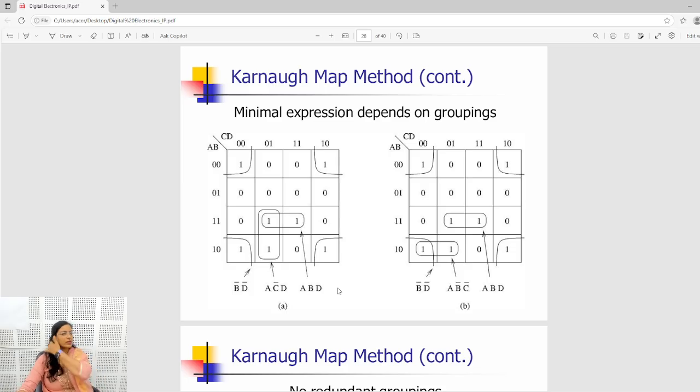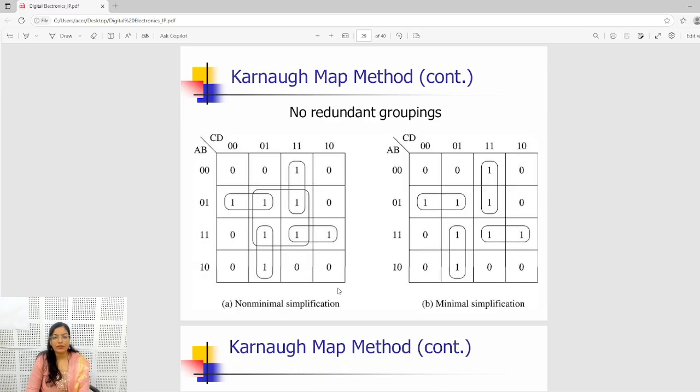So these are the groupings, and the minimal expression depends on the groupings. One thing we need to remember is that when we are going for logical simplification, Boolean simplification, we should always go for the higher grouping. If a pair, a quad, or an octet is being made, always go for the higher grouping. For example, we would choose a quad over a pair and an octet over a quad. No redundant groupings. The ones should not be repeated.